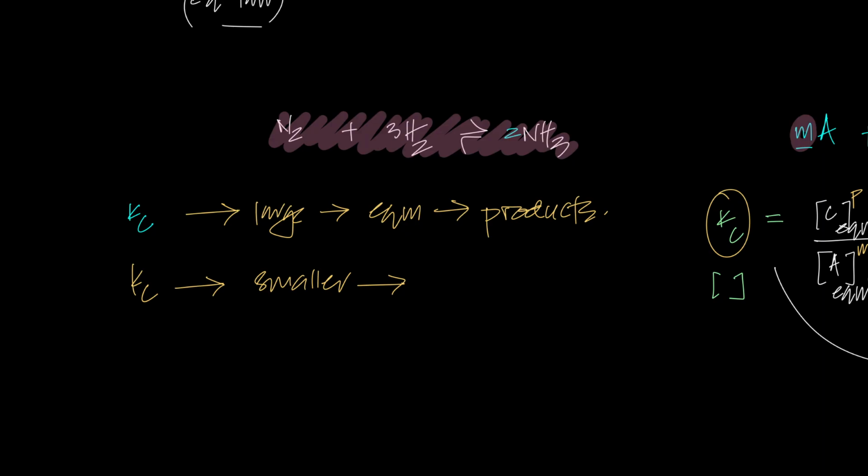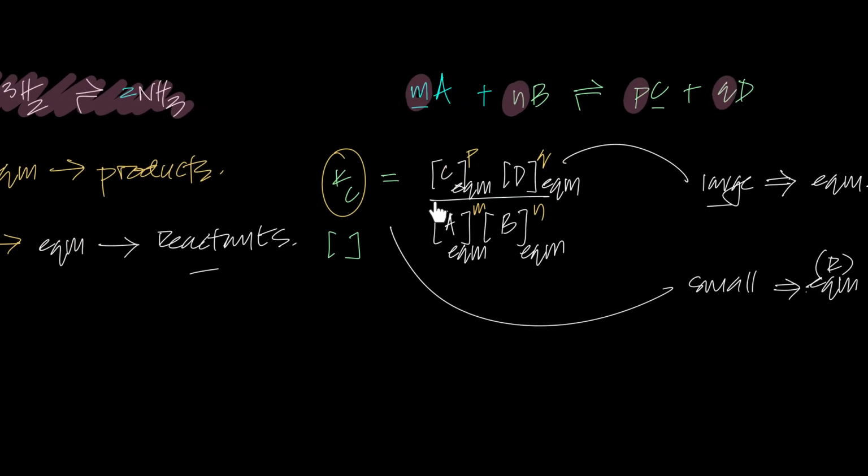Okay. So if the Kc is smaller, that means the equilibrium lies to the reactant side, isn't that? Because the Kc value would be smaller only if this denominator is heavier, and in the denominator we have reactants. How good is that? How beautiful is this? This is how it was done.